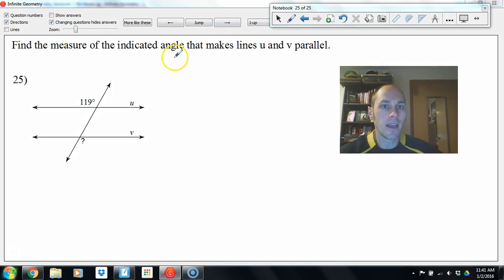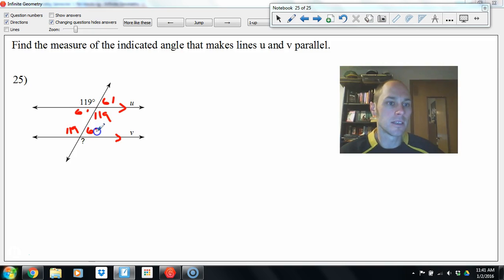Now we want to find the angle that makes lines U and V parallel. Well, if they're going to be parallel, we know connections between these. If this is 119, this is 119. And this one would have to be 61, linear pair. And then I could translate all these angles down here: 119, 61, 119, and 61. So this angle would have to be 119.